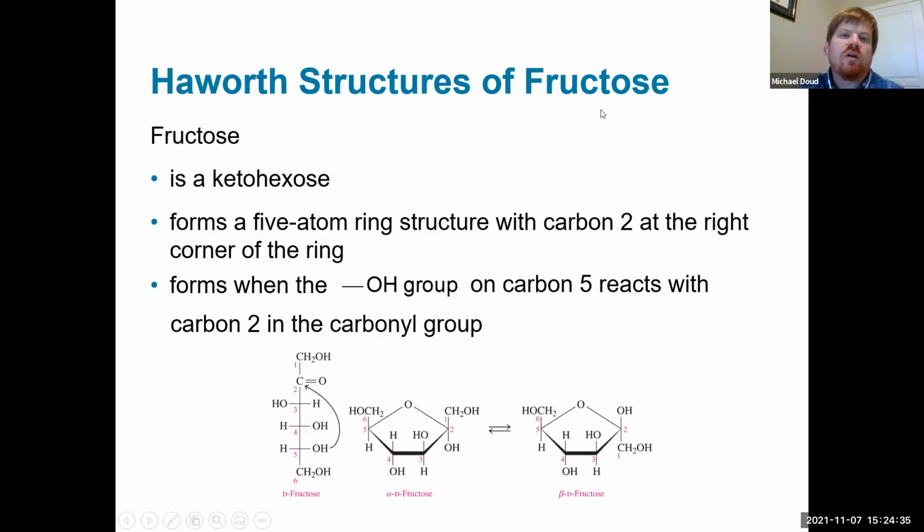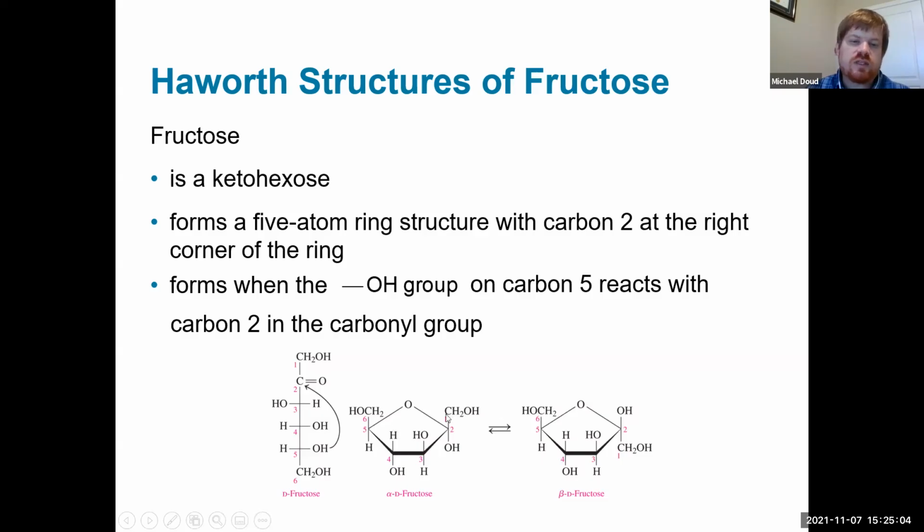Okay, now fructose is a little bit harder, but the way that it works is basically the same. Because fructose is a ketohexose, that means it's got a ketone. So its Haworth structure is actually going to be a 5-member ring rather than a 6-member ring. So it looks more like a cyclopentane, like this.